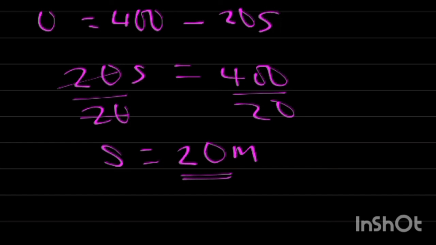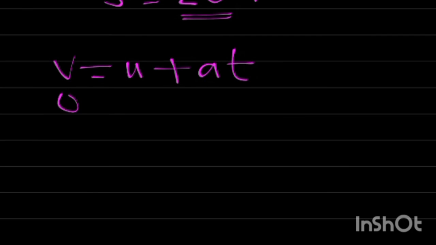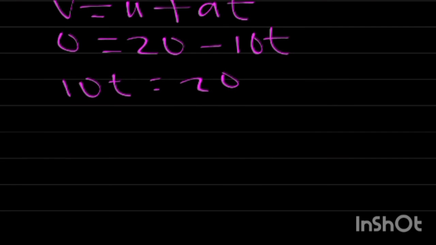Okay, we can also calculate the time. We quickly use this formula. v is equal to u plus at. My final velocity is 0, and is equal to 20 minus 10t. My 10t is now equal to 20. Divide both sides by 10. We have t is equal to 2 seconds. This is the time it will take the object to come to rest.